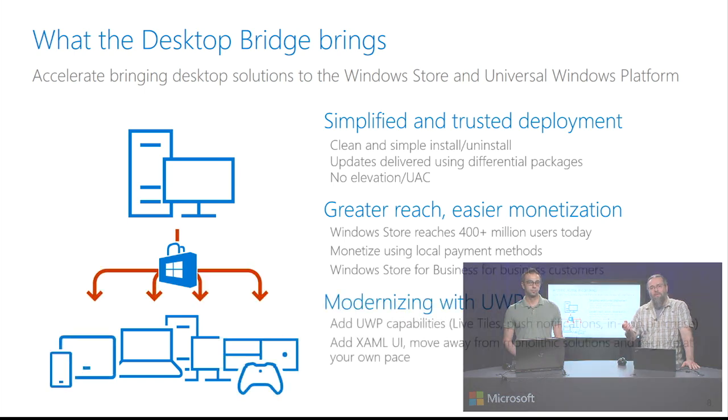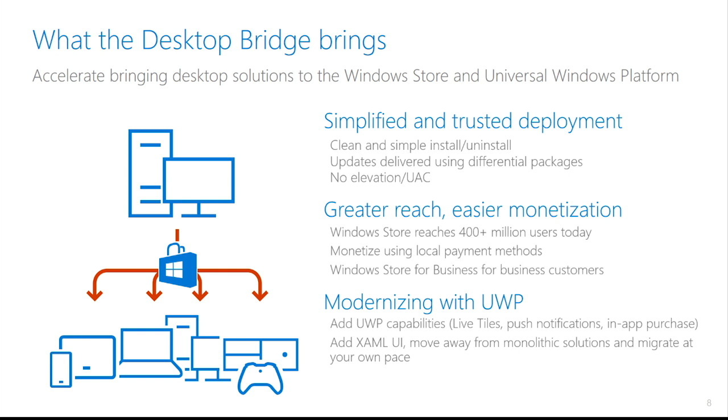Also, once you have converted your application, you are now part of the Universal Windows Platform app model, and you can utilize all the features in the Universal Windows Platform for your existing desktop applications. You can add live tiles, notifications. You can leverage the in-app purchase APIs. You can add XAML UI components to your package, and so on and so forth.